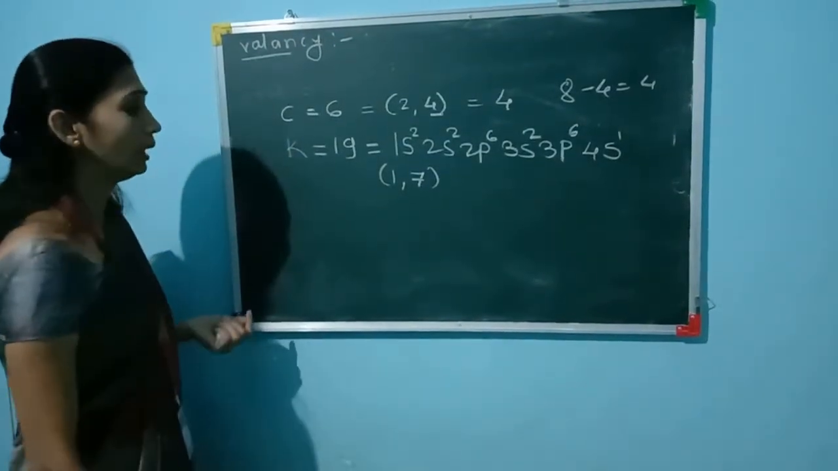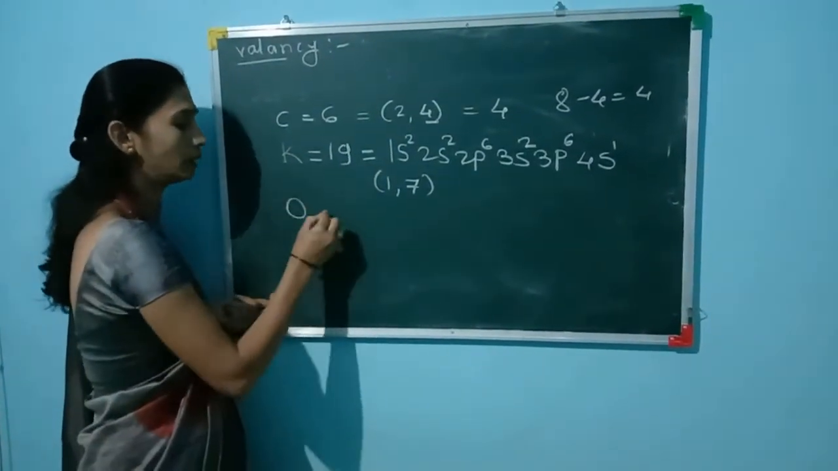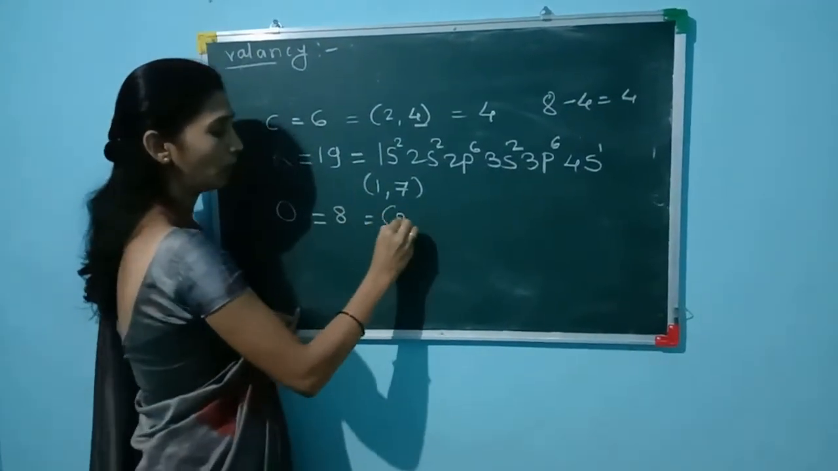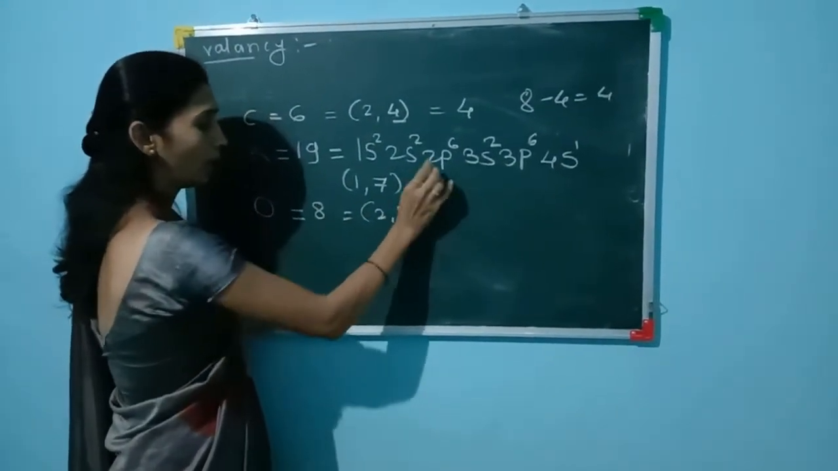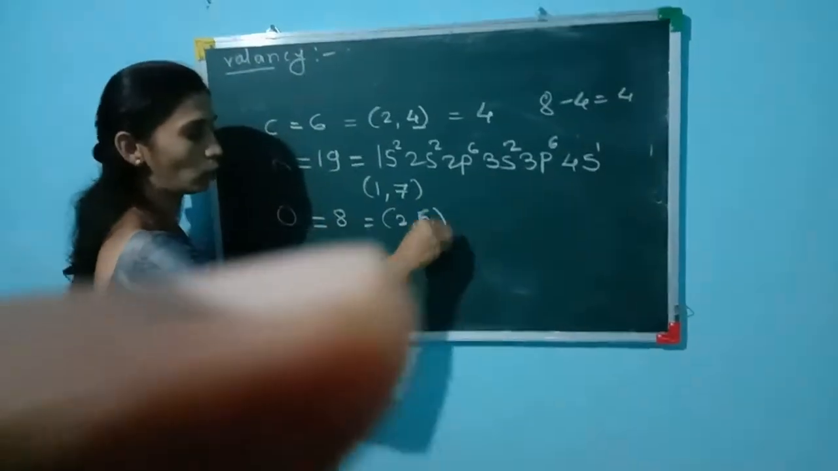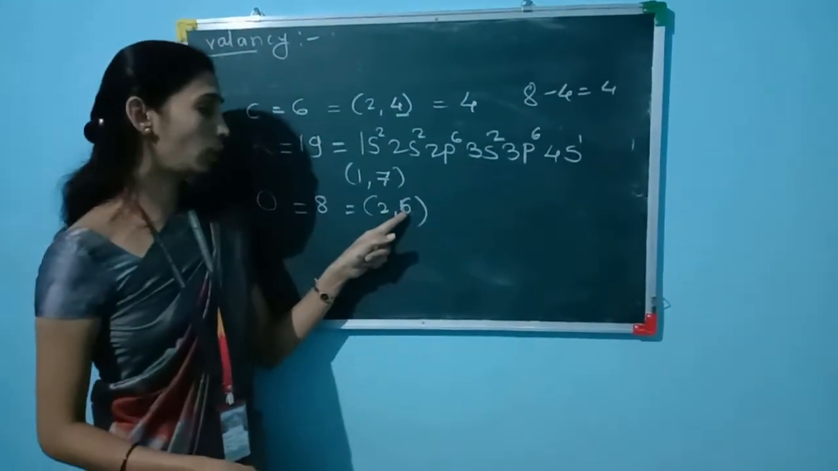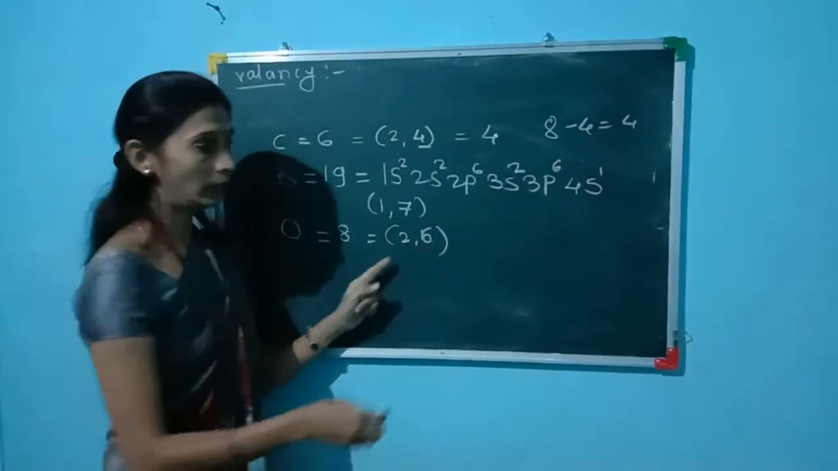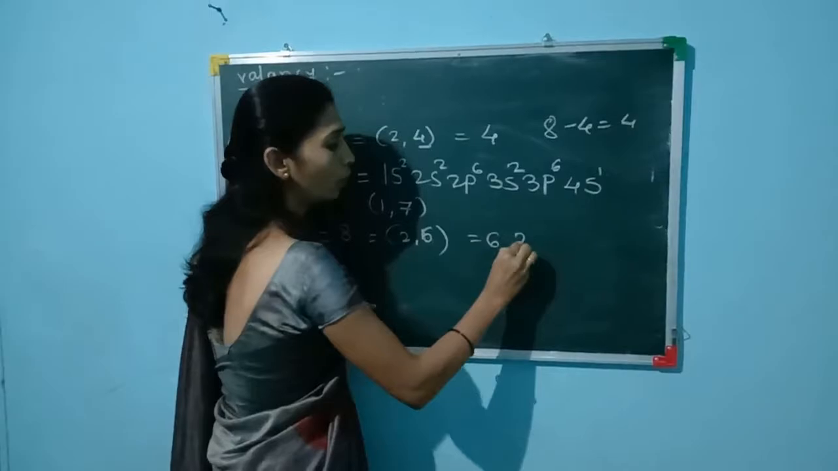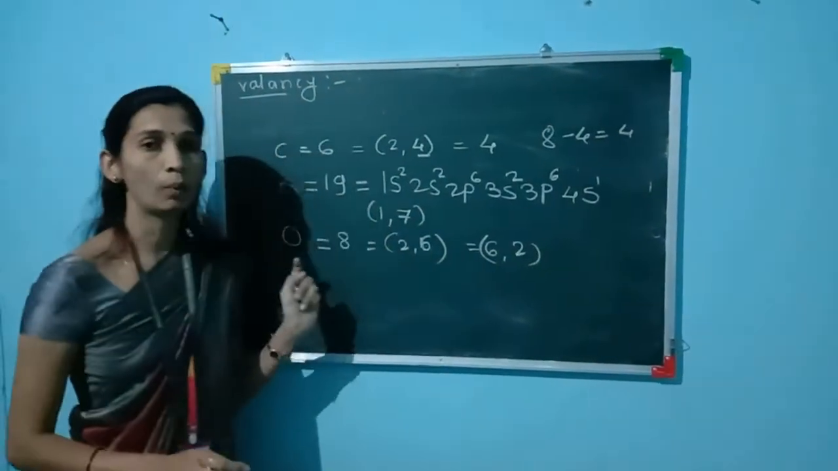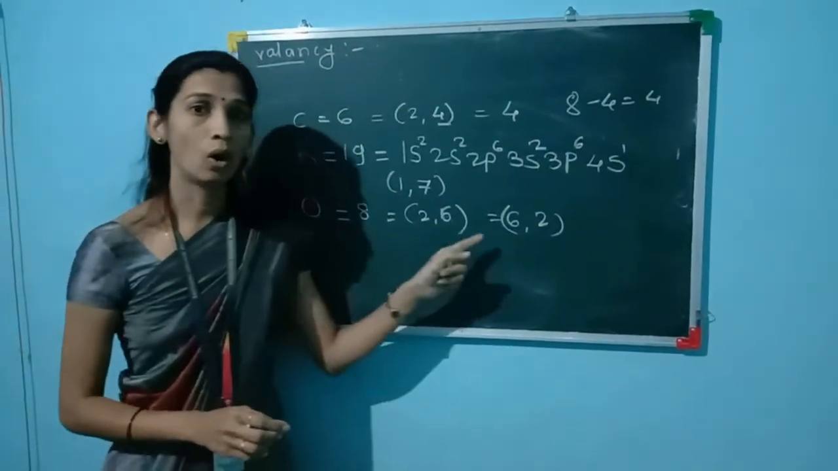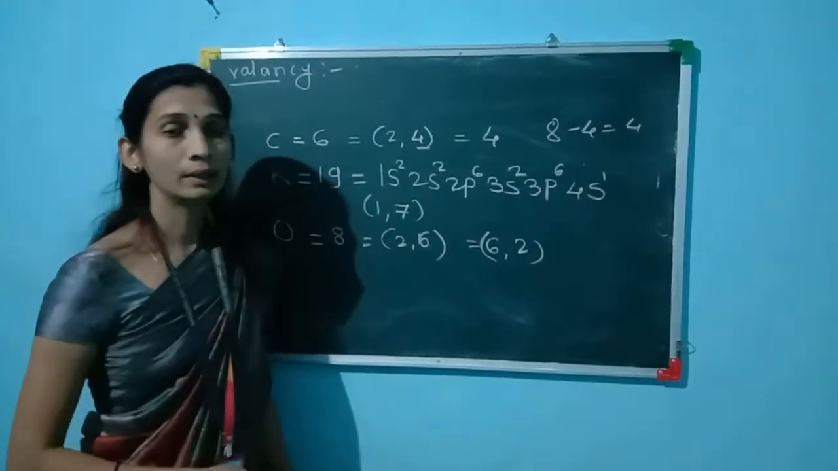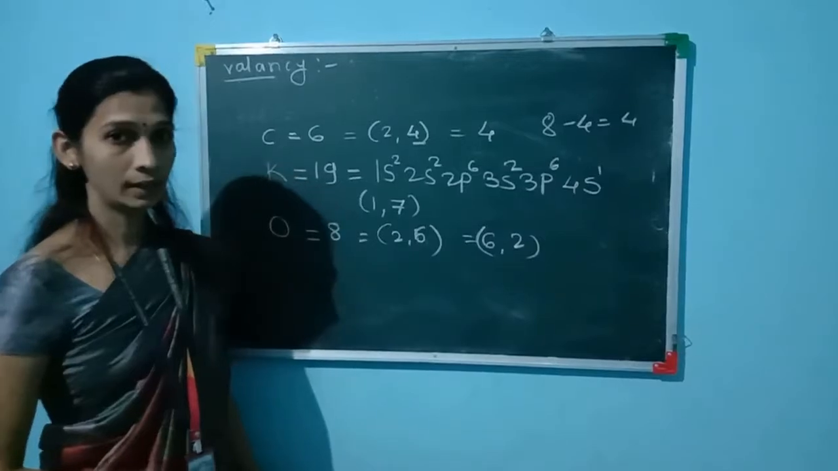Now let's consider the next example, oxygen. Oxygen has atomic number 8, electronic configuration 2 and 6. 8 electrons are present, and the outer orbit contains 6 electrons. The valency of oxygen is 6, or we write 2. These are the different examples of valency we are discussing here.